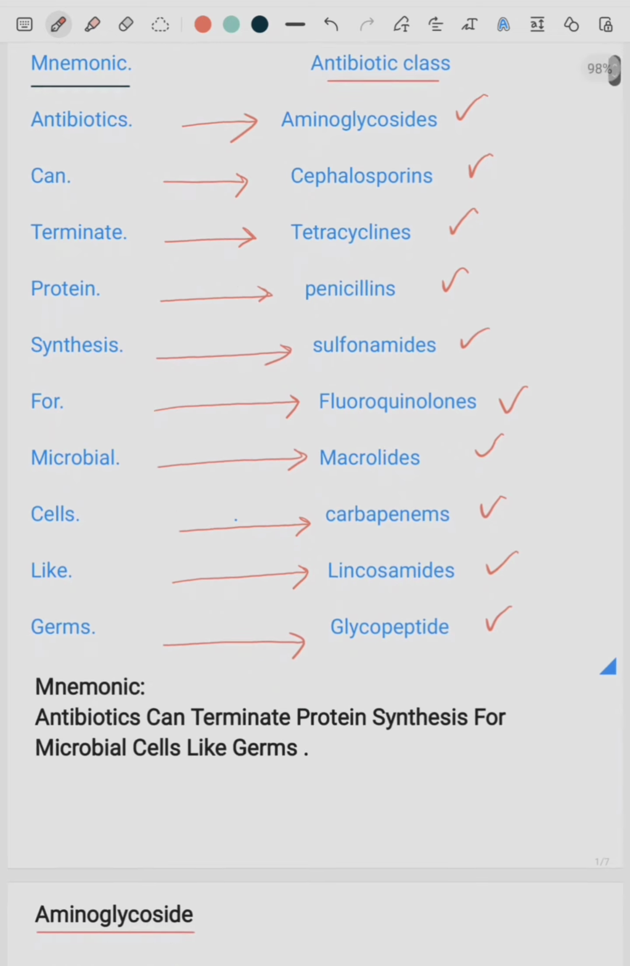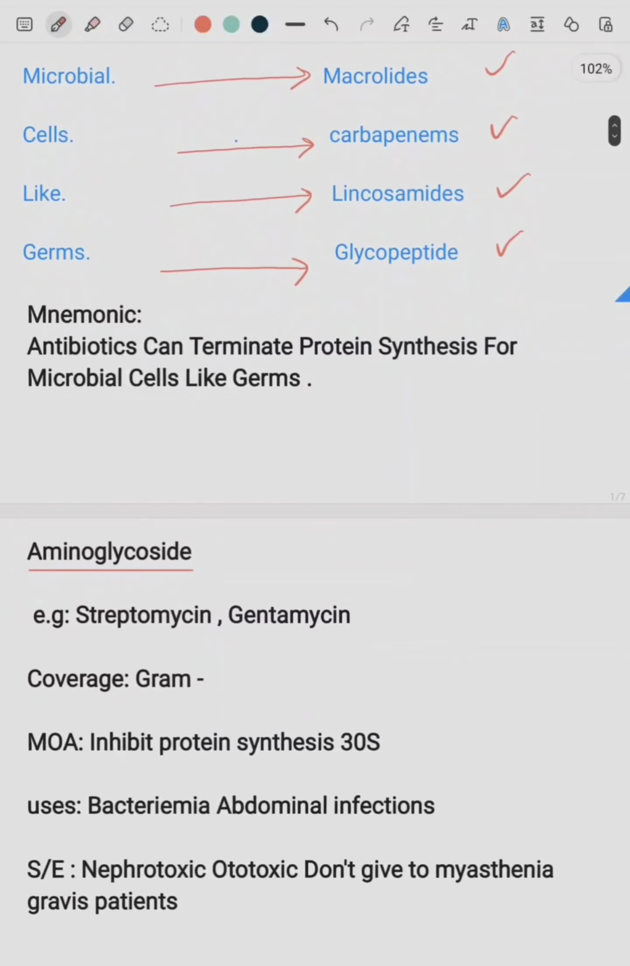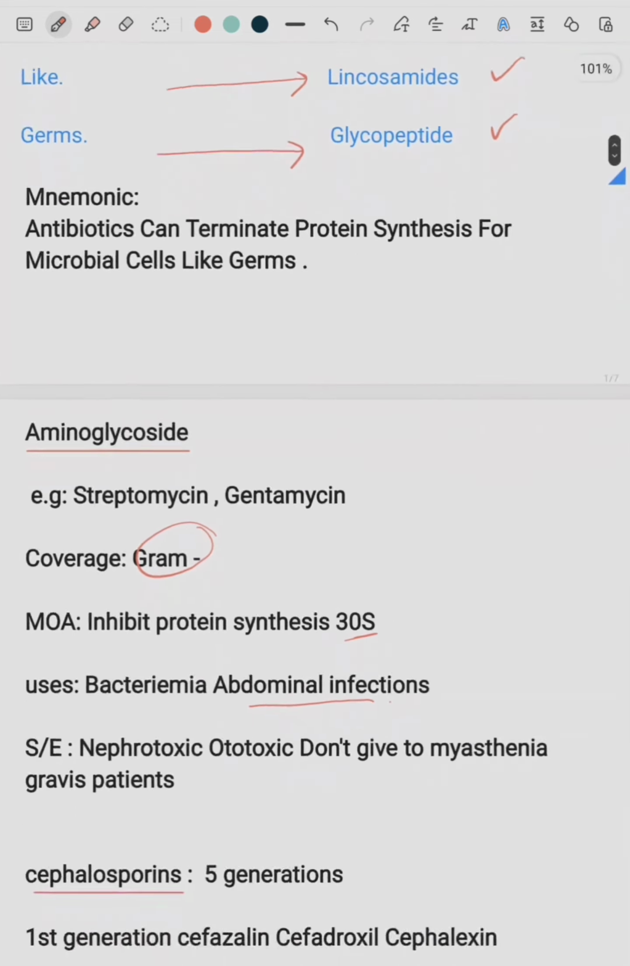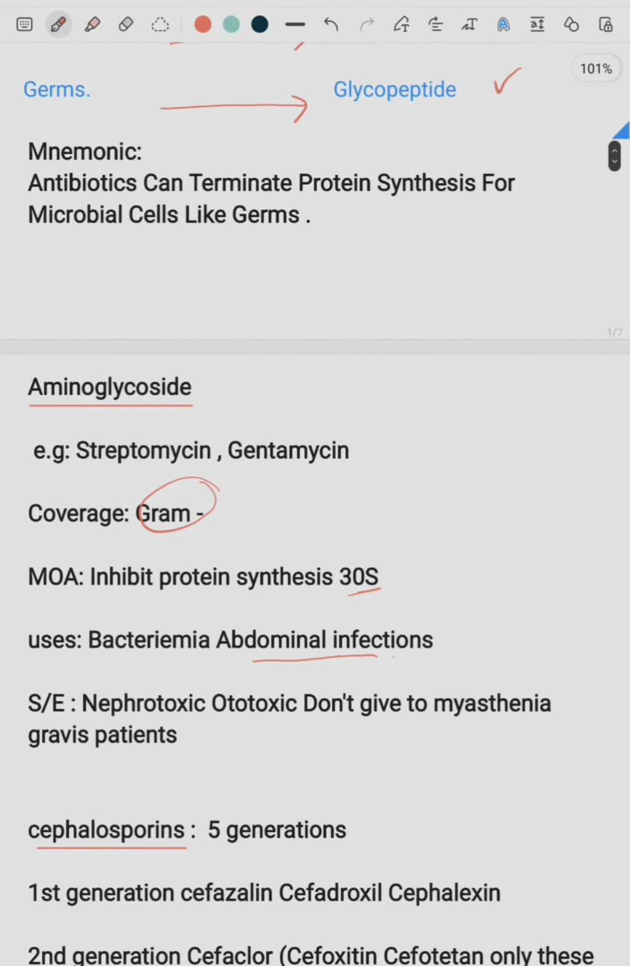First is aminoglycosides. Aminoglycoside drugs are streptomycin and gentamicin. Its coverage is gram negative, and the mechanism of action is to inhibit protein synthesis at 30S. Its uses are bacteremia and abdominal infections. Side effects are nephrotoxicity and ototoxicity, and don't give to myasthenia gravis patients.